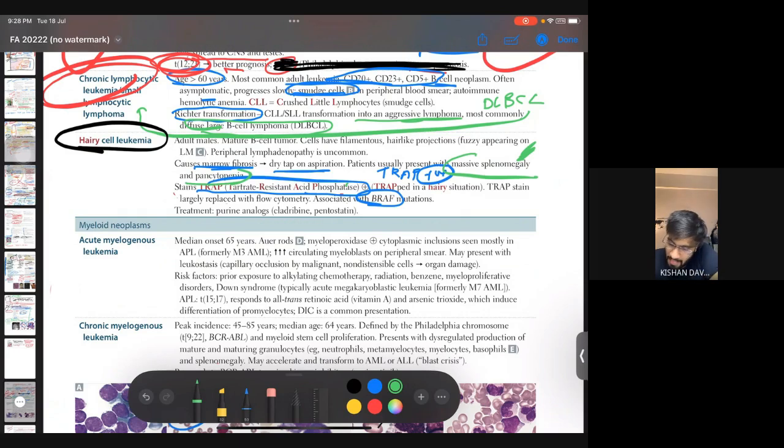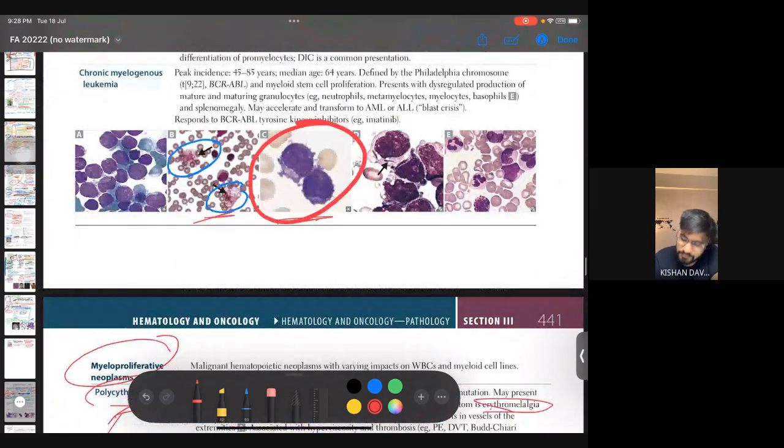Now one important line: filamentous hair-like projections, fuzzy appearing on light microscope. This is what fuzzy appearing on microscope looks like, and this is what hairy cell leukemia looks like.